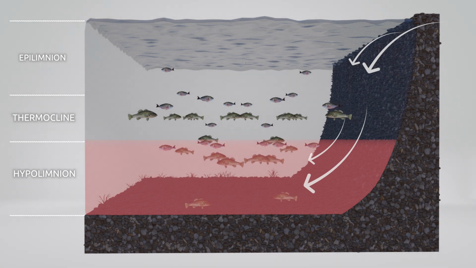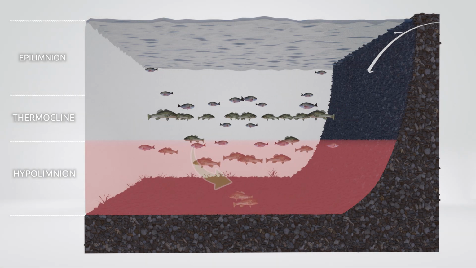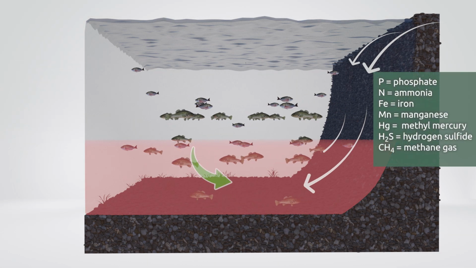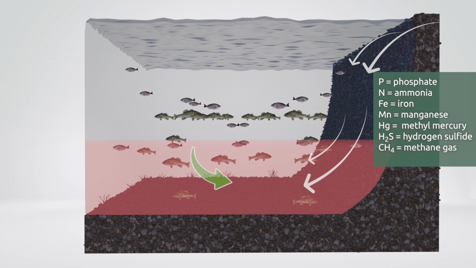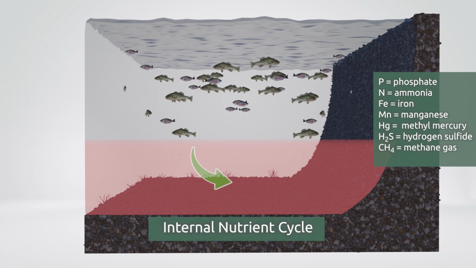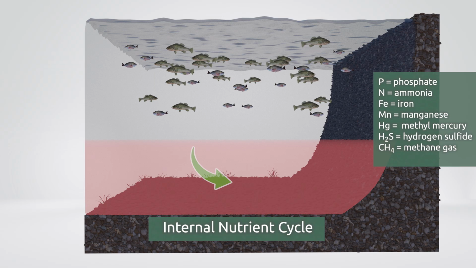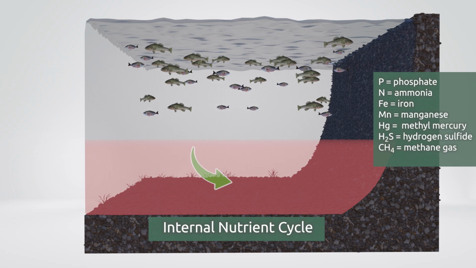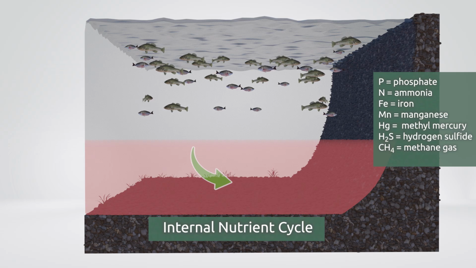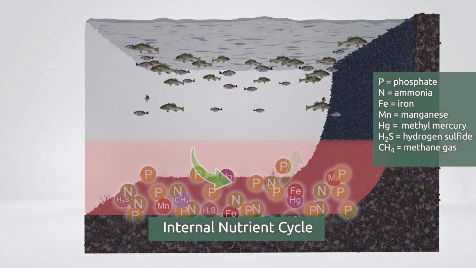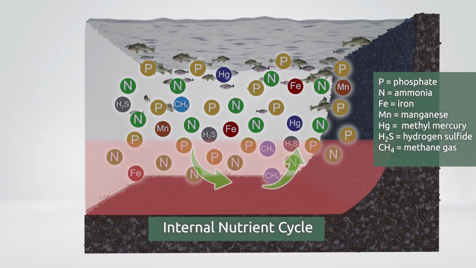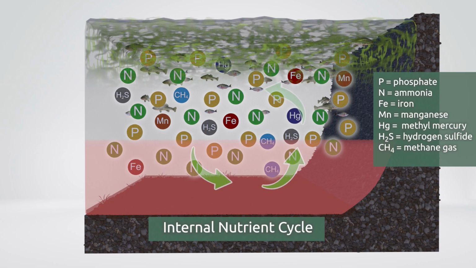Over time, the accumulation of nutrients and decomposing material causes oxygen depletion and a detrimental chain reaction called the internal nutrient cycle. Anoxic conditions at the sediment-water interface allow soluble nutrients to remain in the water column, fueling algae growth and decay, further depleting oxygen content and perpetuating the cycle of internal nutrients.